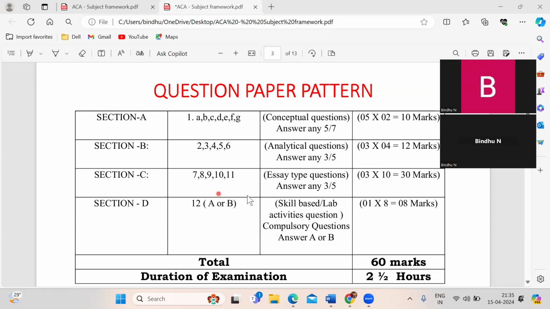Then we have section C. Under section C, they are going to raise a total of 5 questions. Out of 5 questions, you need to answer 3 questions. Each question carries 10 marks. You are going to get a total of 30 marks from this section.